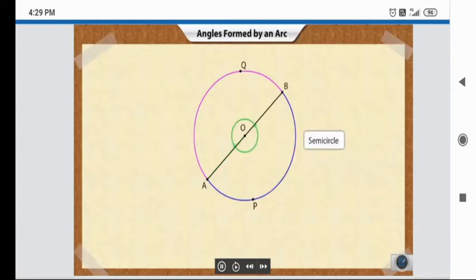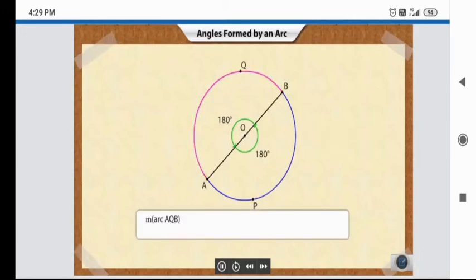When the chord passes through the center, each of the arcs is a semicircle, and the measure of each of the arcs is 180 degrees. Here, the addition of the two arcs will give us the degree measure of the circle. This is represented as shown.